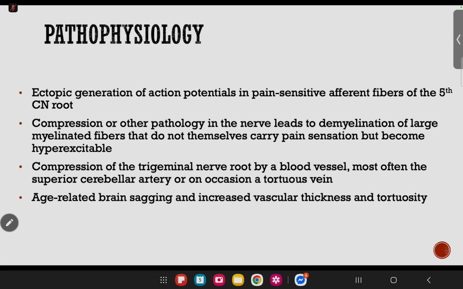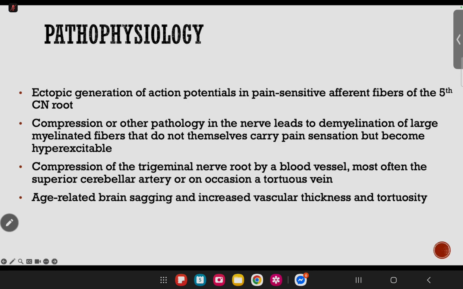For the pathophysiology, symptoms result from ectopic generation of action potentials in pain-sensitive afferent fibers of the fifth cranial nerve root just before it enters the lateral surface of the pons. So compression or other pathology in the nerve leads to demyelination of large myelinated fibers that do not themselves carry pain sensation, but become hyperexcitable and electrically coupled with smaller unmyelinated or poorly myelinated pain fibers in close proximity. So this may explain why tactile stimuli can stimulate paroxysms of pain.